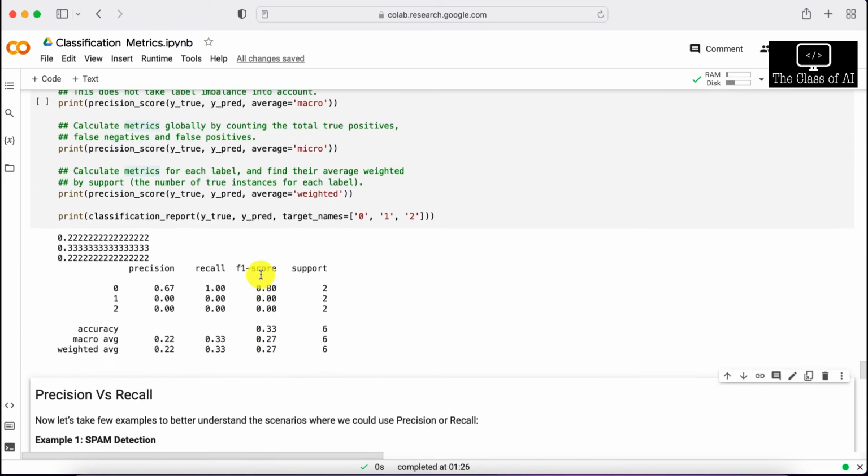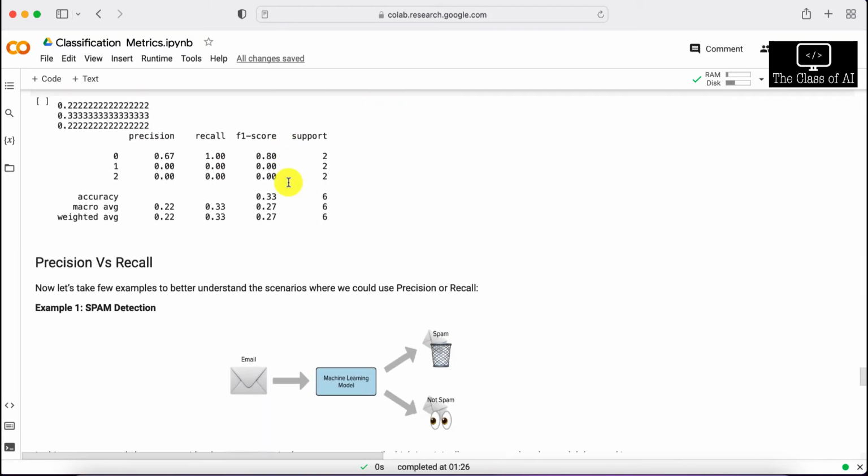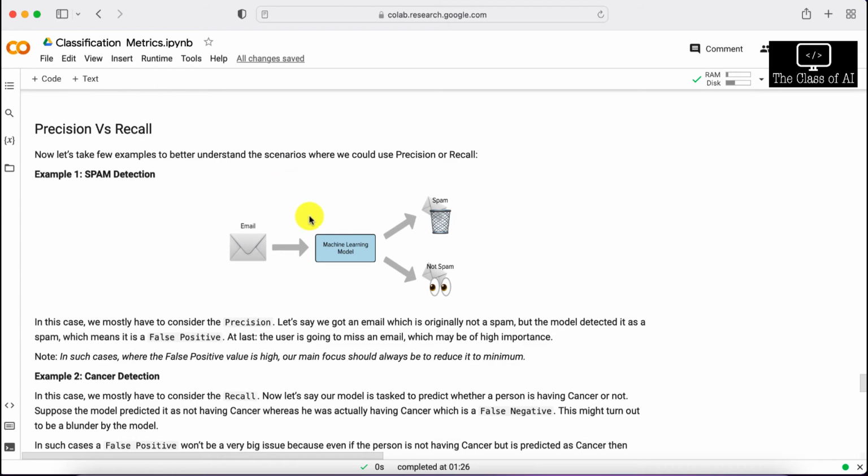Why precision? In precision, we mostly focus on false positives, so we are very much focused on identifying false positives. For example, you got an email and your model thinks that it's spam. Say you got a job offer and your model says it's spam, so you didn't get it in your inbox, rather it went to your spam folder. You have missed a very important appointment just by being extra cautious. Your model predicted this particular email as spam, so that is a case of a false positive.